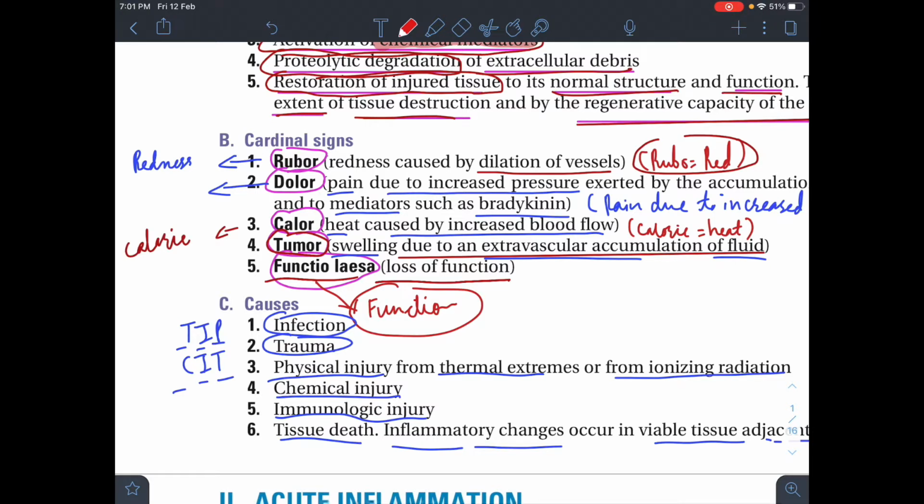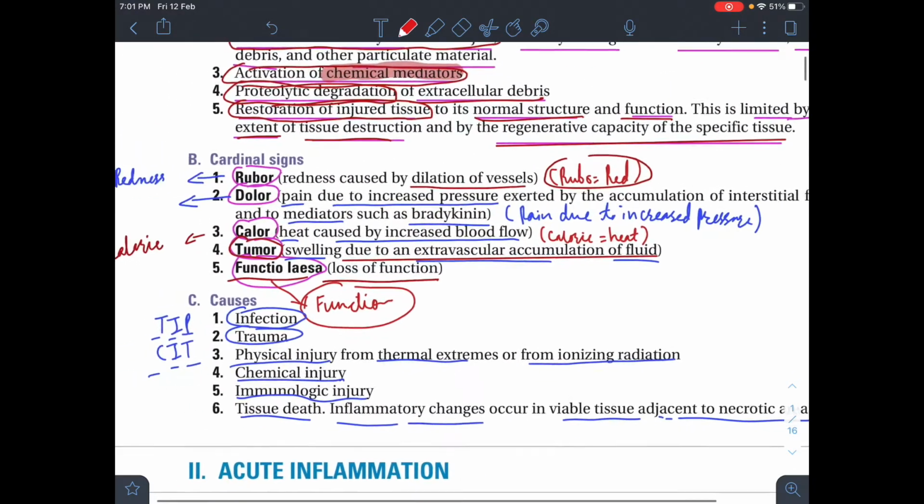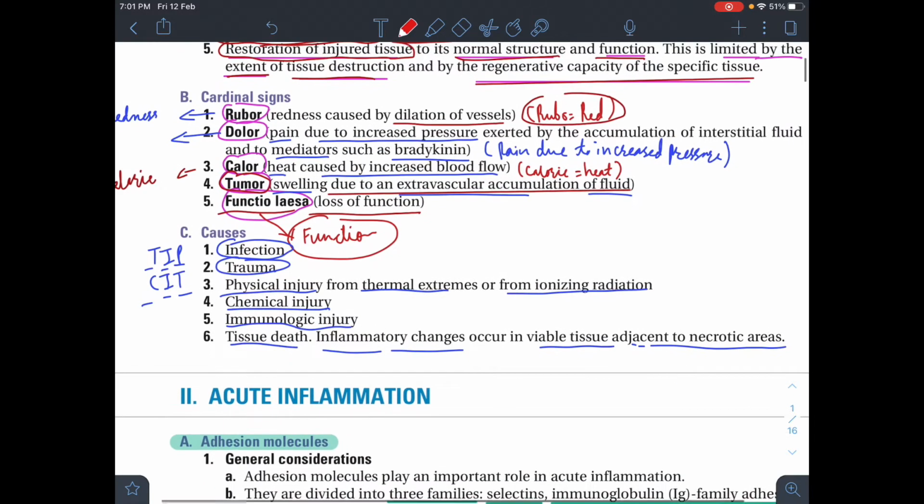So repeating again, rubor, redness because of the vessels dilatation. Dolor, pain due to pressure exerted by the accumulation of fluid and mediators such as bradykinin. Calor is heat caused by the increased blood flow. Tumor, swelling due to an extravascular accumulation of fluid. And functio laesa, loss of function.